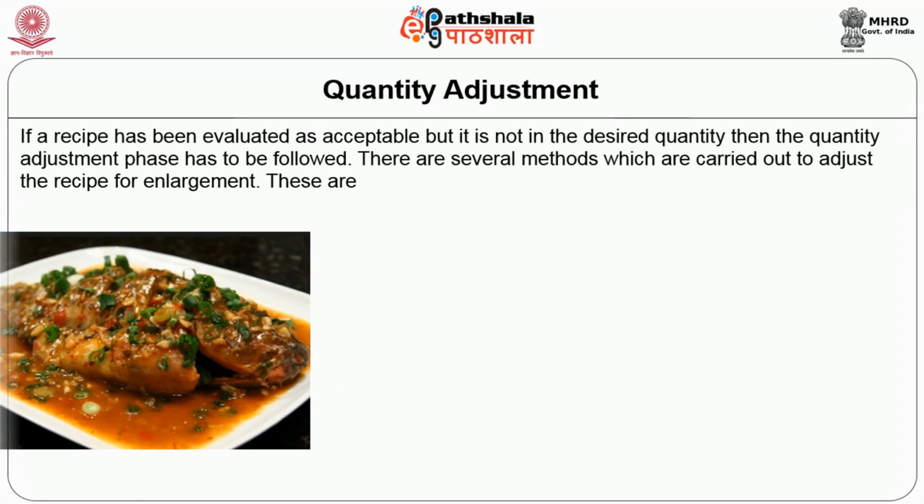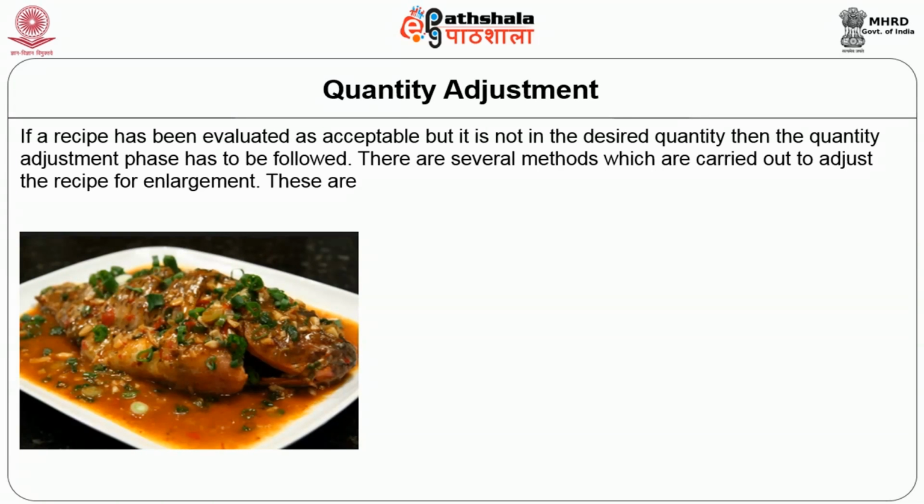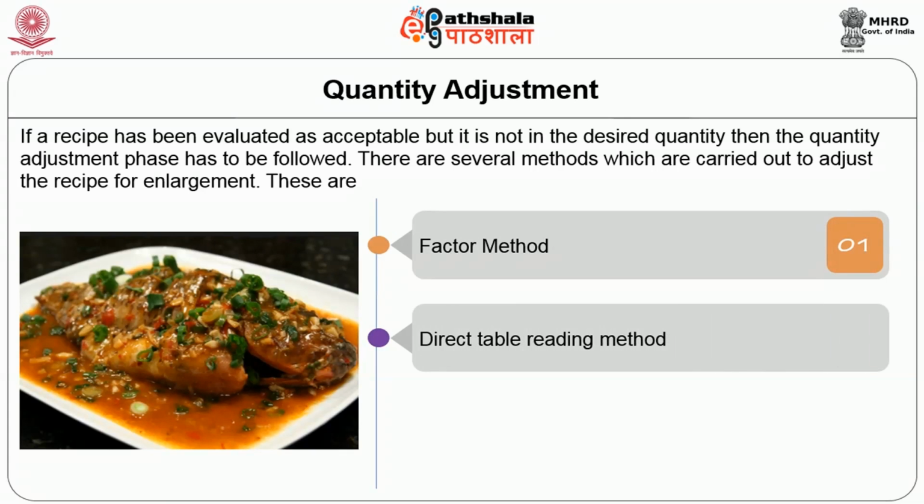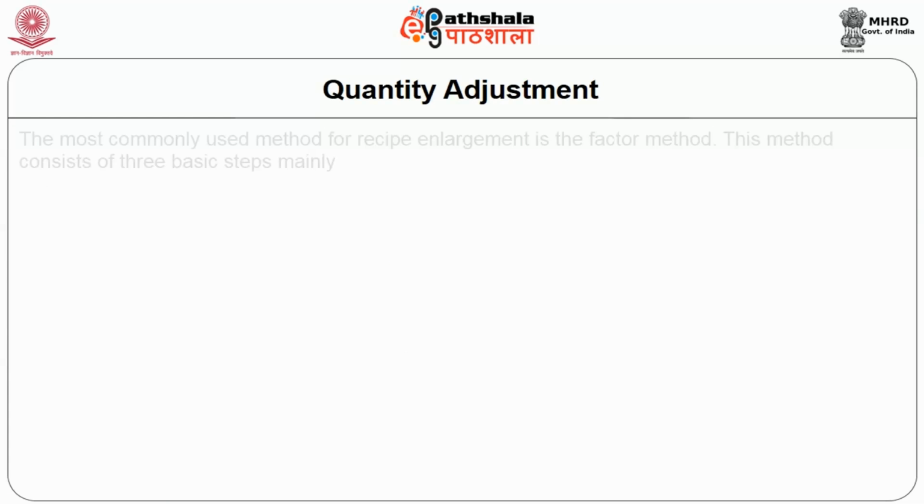Now the next phase is quantity adjustment. If a recipe has been evaluated as acceptable, but it is not in the desired quantity, then the quantity adjustment phase has to be followed. There are several methods which are carried out to adjust the recipe for enlargement. These are the factor method, direct table reading method, and percentage method.